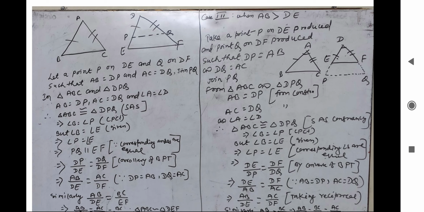Now students, we understood case third, when AB is greater than DE. Is it clear? So this is the process by which we can prove AAA similarity. This is important. You should revise this theorem.